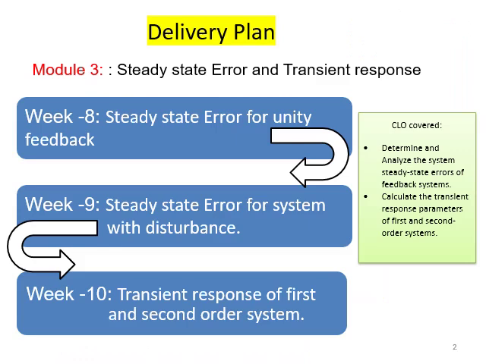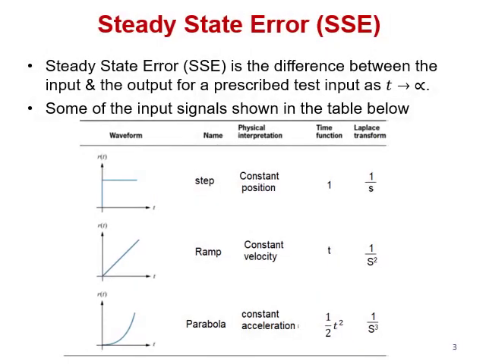In the delivery plan of this module, we are going to cover it in 3 weeks as usual, where we are going to cover the steady state error for Unity Feedback and the steady state error for a system with disturbance. Then we will start the transient response. Let us start with the steady state error.